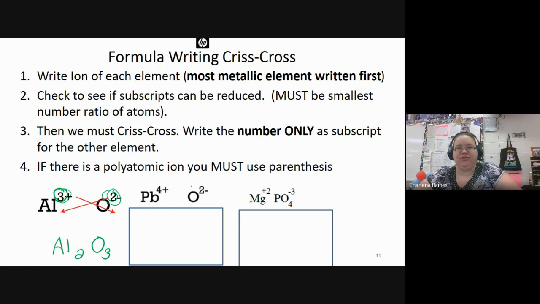So I ask myself, do these charges add up to 0? No, they don't. Are they divisible by 2 or 3 or 4? Yes, they're both divisible by 2. So I'm going to divide them both by 2. And then I swap and drop. I end up with a 1 beside the Pb and a 2 beside the O.